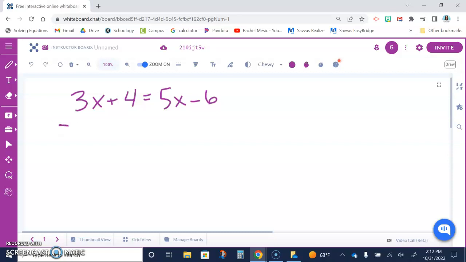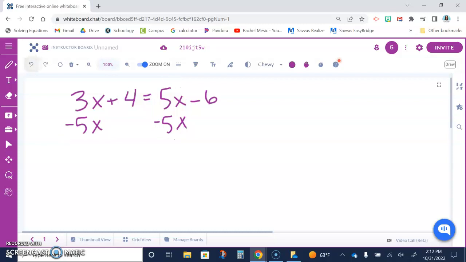So we can either minus 3x from both sides. Let's just imagine what that would look like. That would get rid of this, and then this would be 2x here. The other option is we could get rid of the x's over here on the right, and we could minus 5x. That would get rid of these x's, but this would leave us with negative x's there.